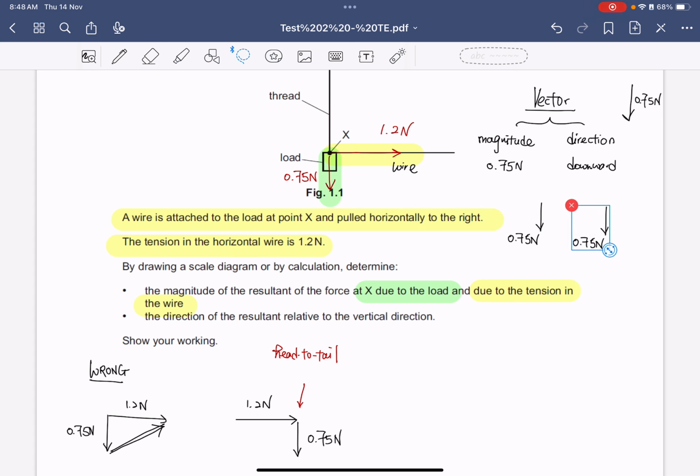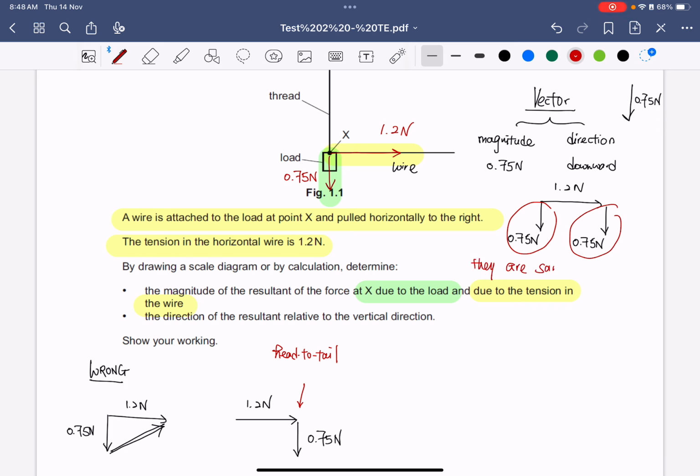I put this here for you to reference. So these two are the same. So it's not illegal to move this force. The force is here. How can I move this force to here to make head to tail? Well, it is legal, because you didn't change the vector. It is still the same vector.